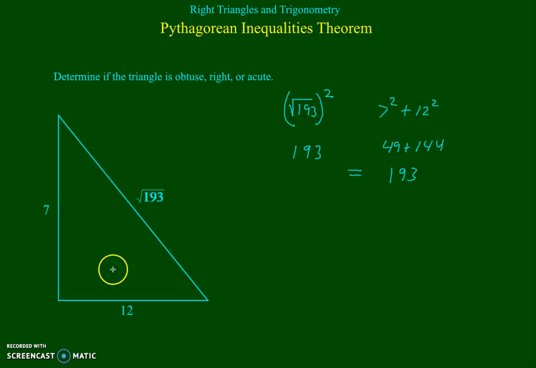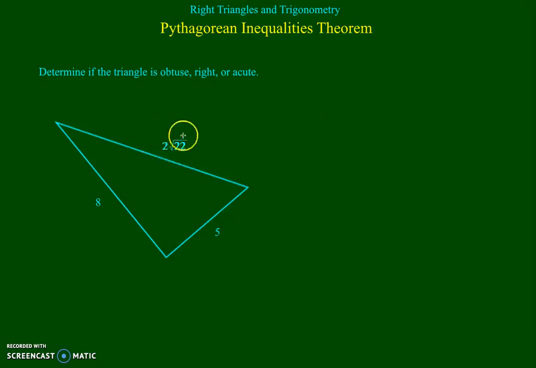So this is in fact a right triangle, because the square of the longest side equals the sum of the squares of the two shorter sides. Let's move on to the next problem. Here we have another oddball number. Obviously that's not going to be part of a Pythagorean triple, but is it going to be the longest side?